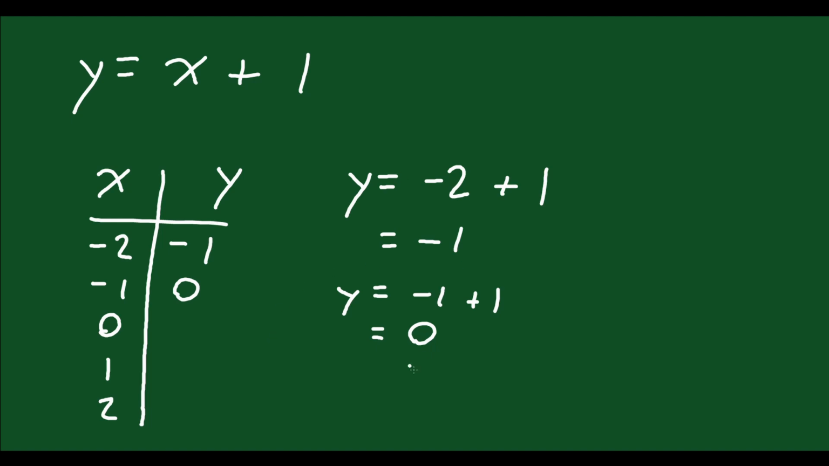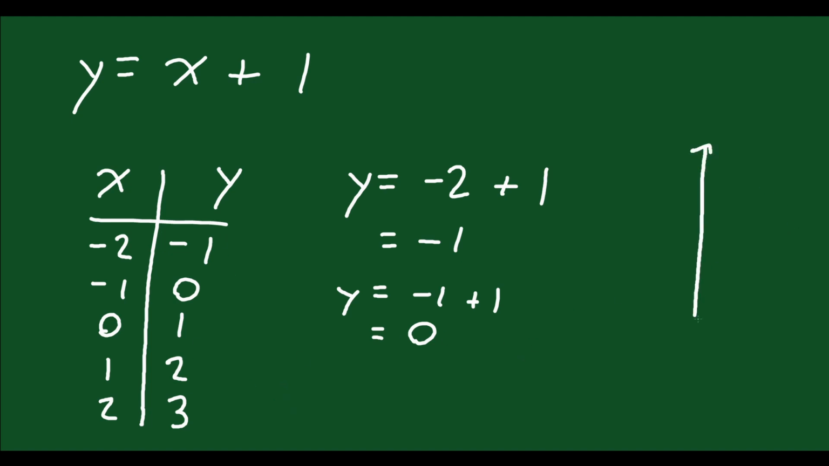Now you don't have to write this out for every single calculation, right? You can just kind of see what it's going to become. Like if I plug in 0 for x, 0 plus 1 is 1. If you plug in 1 for x, 1 plus 1 is 2. If you plug in 2 for x, 2 plus 1 is 3. So these are your new y values.